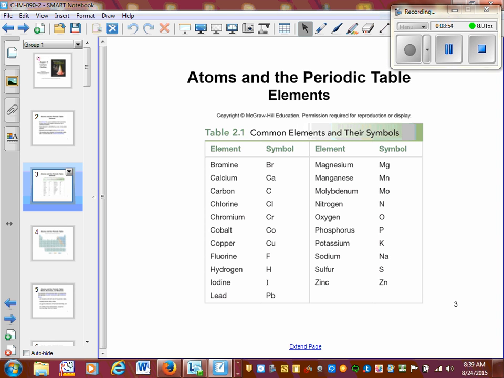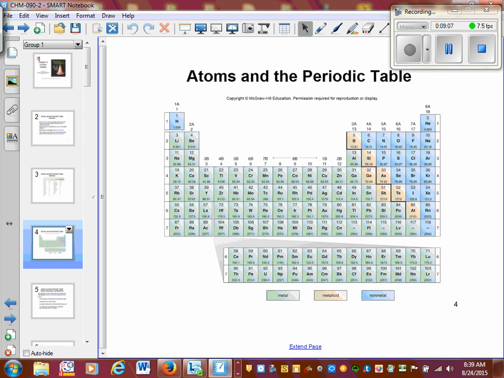Potassium is K, calcium. So these are just some common ones. Looking at the periodic table from your book, let me point out some other ones that you may know.